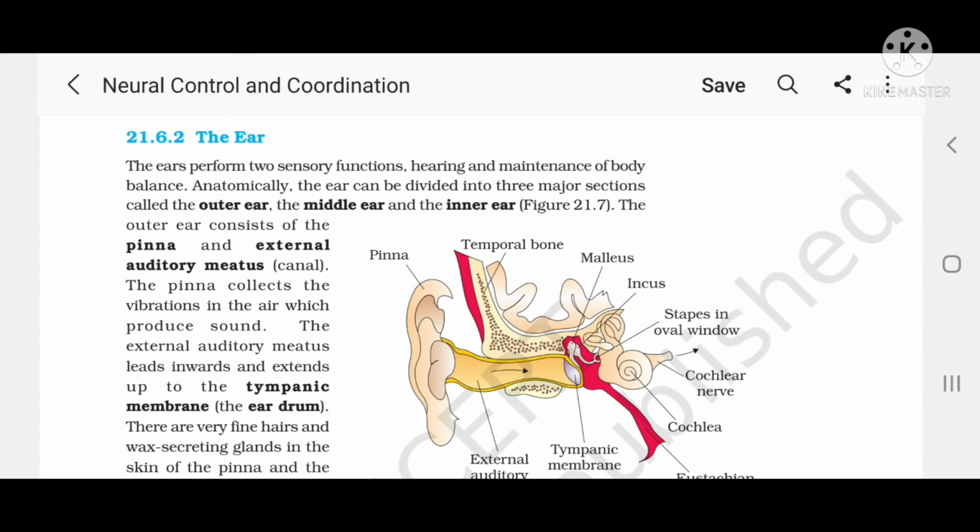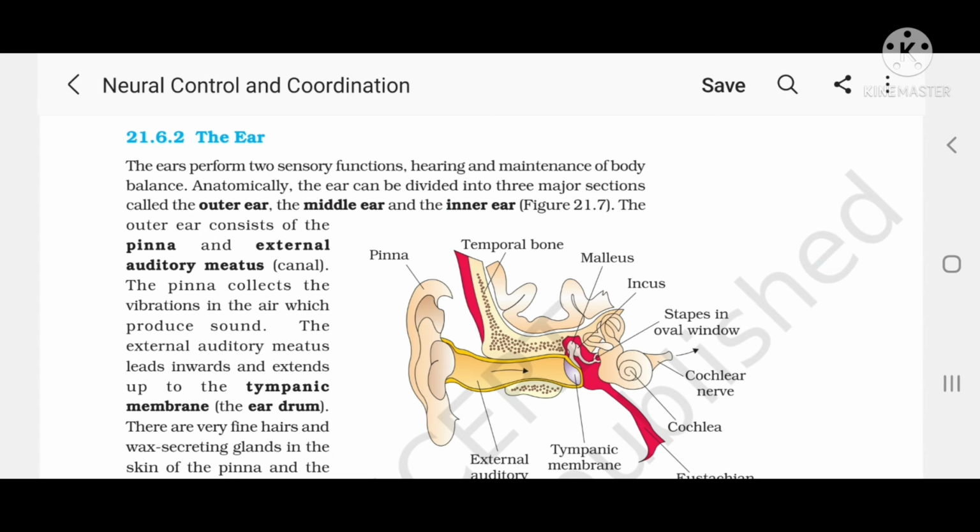21.6.2 The ear. The ear performs 2 sensory functions: hearing and maintenance of body balance. Anatomically, the ear can be divided into 3 major sections called the outer ear, the middle ear, and the inner ear. The outer ear consists of the pinna and external auditory meatus canal.